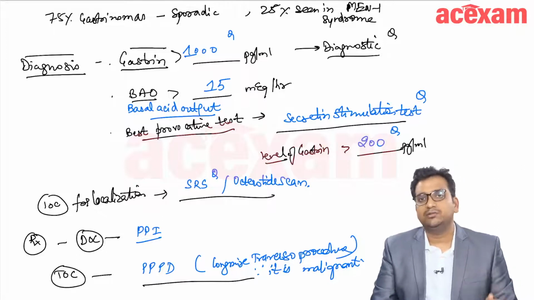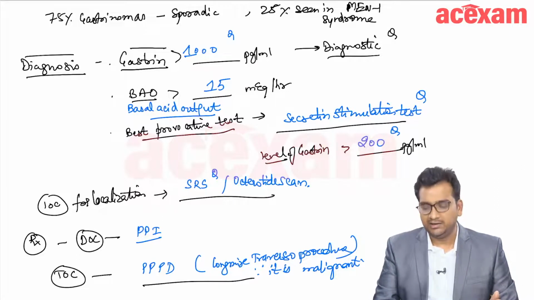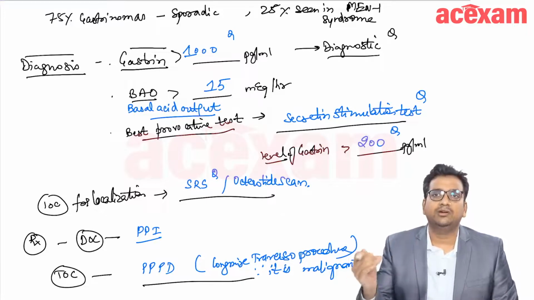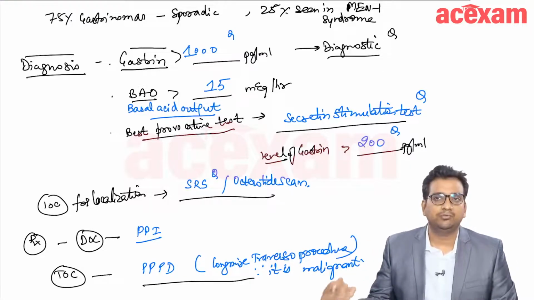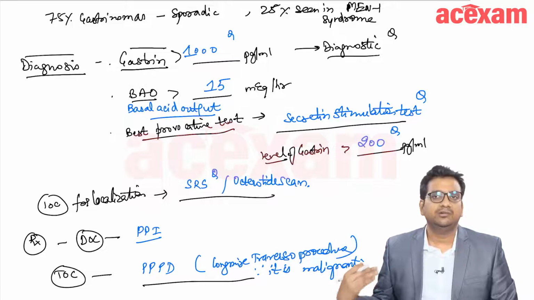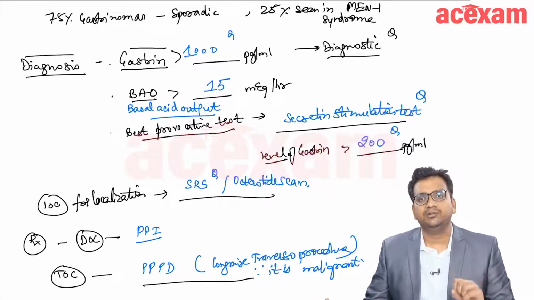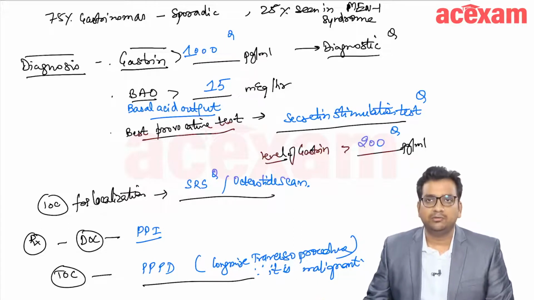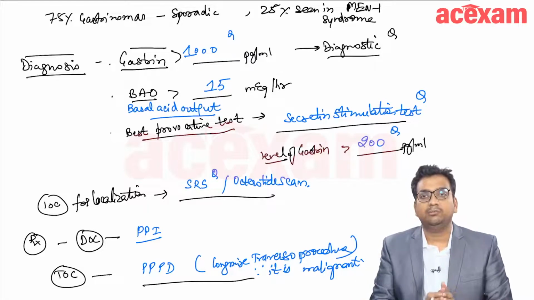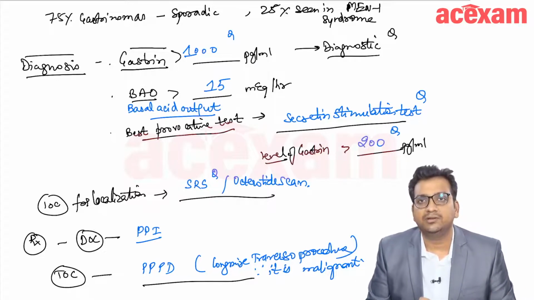Most common location is duodenum. It is mainly malignant. Then gastrin more than 1000, BAO, or the basal acid output more than 15, and secretin stimulation test with the gastrin more than 200. That's it. These are the major points. Rest everything you will be able to understand based on your understanding. You will be able to solve. So always try to remember the important highlights of each topic.